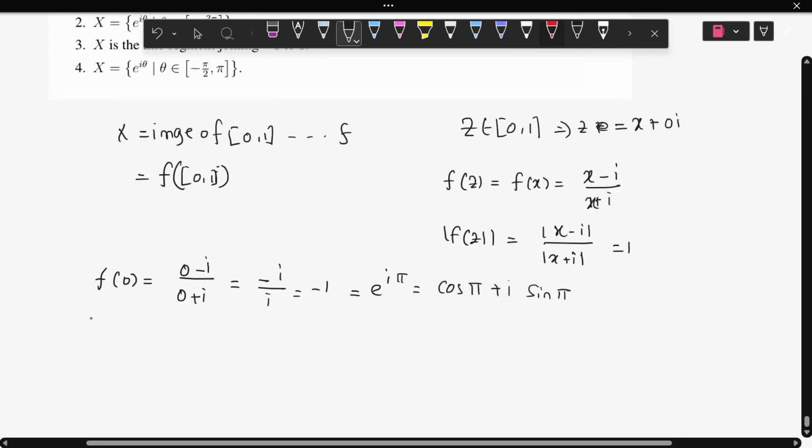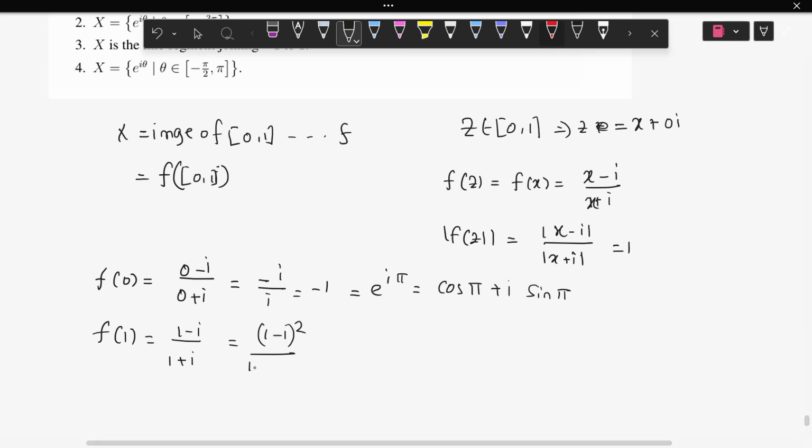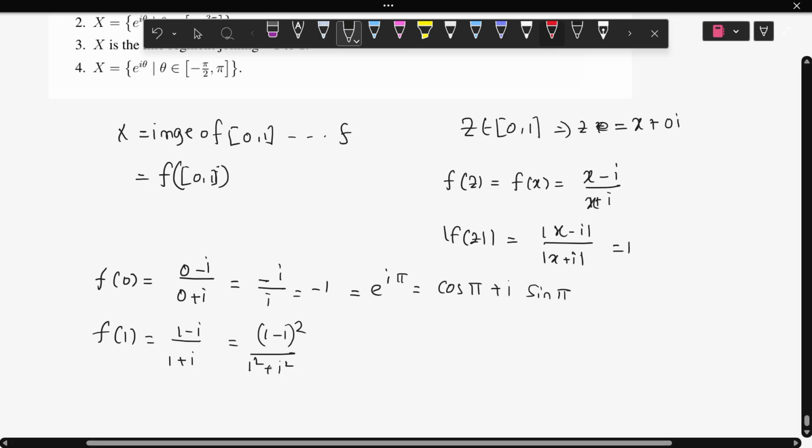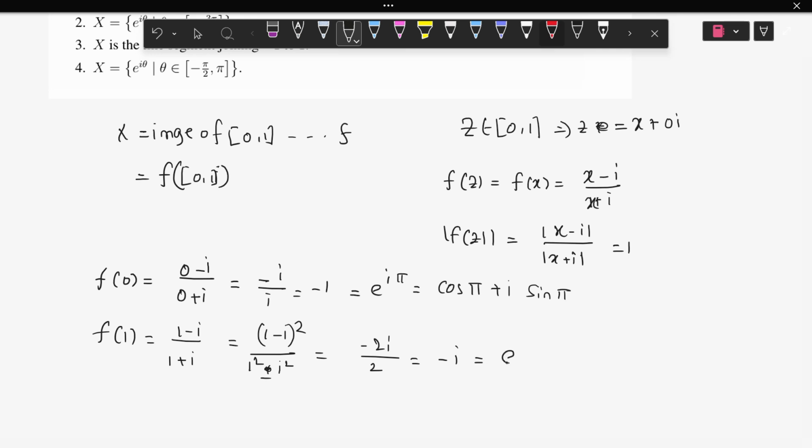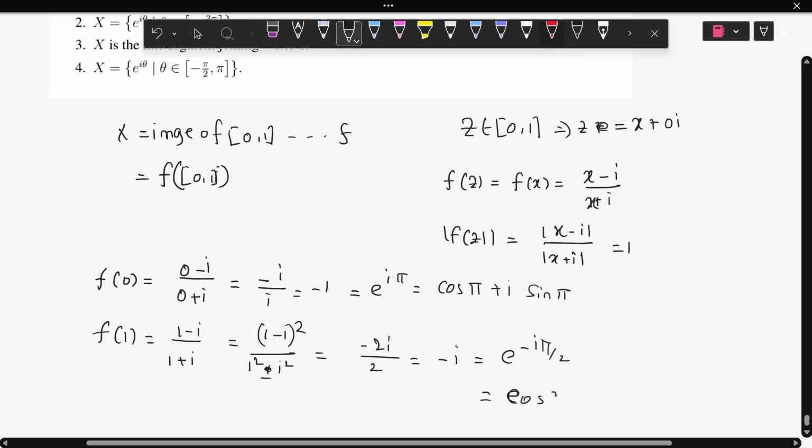Okay. Again f of 1, that is 1 minus i by 1 plus i. So that is 1 minus i whole square by 1 square plus i minus i square. So that is equal to minus 2i by 2, which is equal to minus i, equal to e to the power minus i pi by 2. That gives cos 3 pi by 2 plus i sin 3 pi by 2. ठीक है.